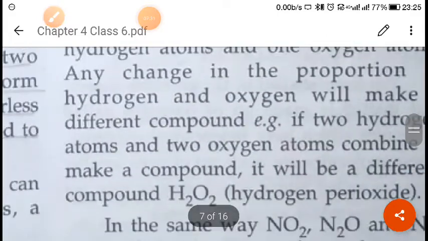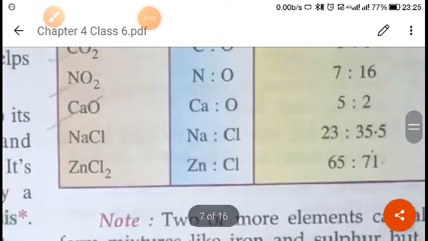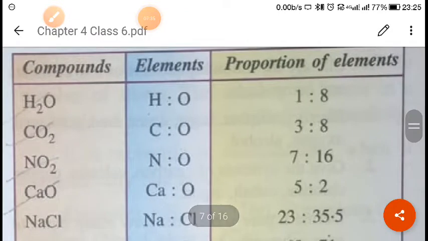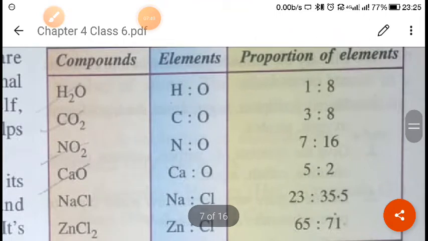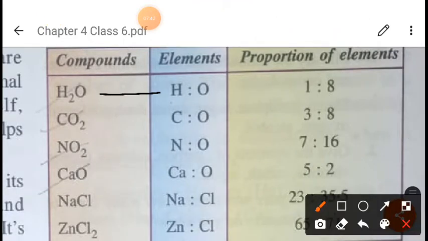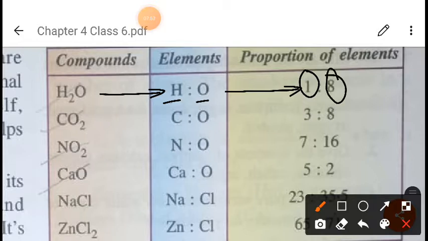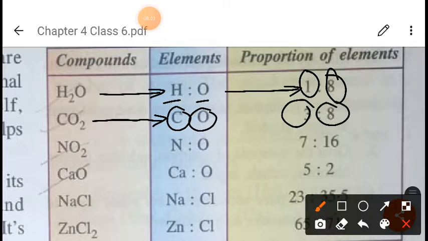Now next we will see some of the things which are written here. As you can see, composition. When we see the percentage or proportion of elements, H2O is made up of hydrogen and oxygen, right? And in this it is made in a ratio: one part is hydrogen and 8 parts is oxygen, okay? Now again, carbon dioxide gas is made up of carbon and oxygen, okay? Here 3 parts is carbon and 8 parts is oxygen, okay?